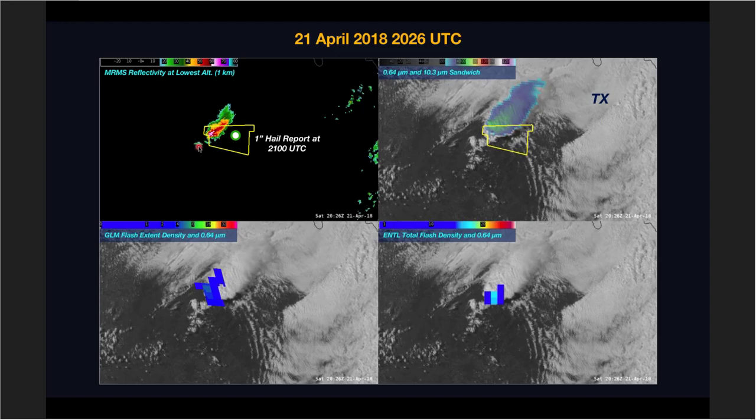You don't get that signal just by looking at CGs. So for convective warning ops, honestly, CGs aren't important to have on your display. It should be a total lightning field, because that is going to give the warning forecaster information. And the first hail report after the warning was issued was about 30 minutes later. It was a 1-inch report, and that's the location of that report, well within the polygon there. So that's one example, okay?